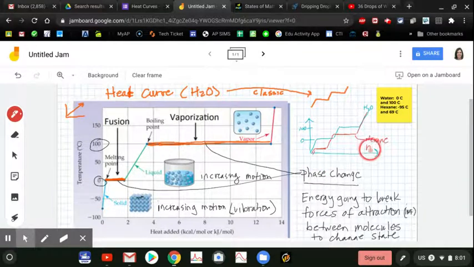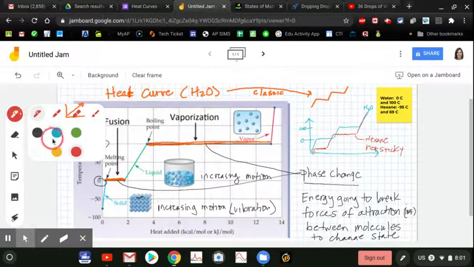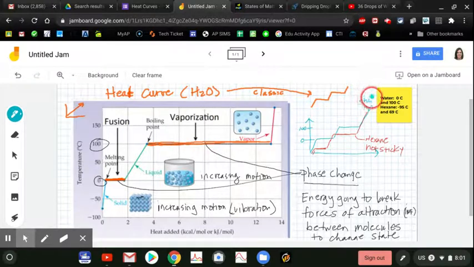So this is not sticky. It has very weak force of attraction, or hardly any force of attraction. And then you have your water, which is sticky. The molecules stick together. It has very strong force of attraction. So you can see the difference in the melting points and the boiling points, and you can see the difference in maybe the length of the line, how much energy you have to put in. But the shape is basically the same.